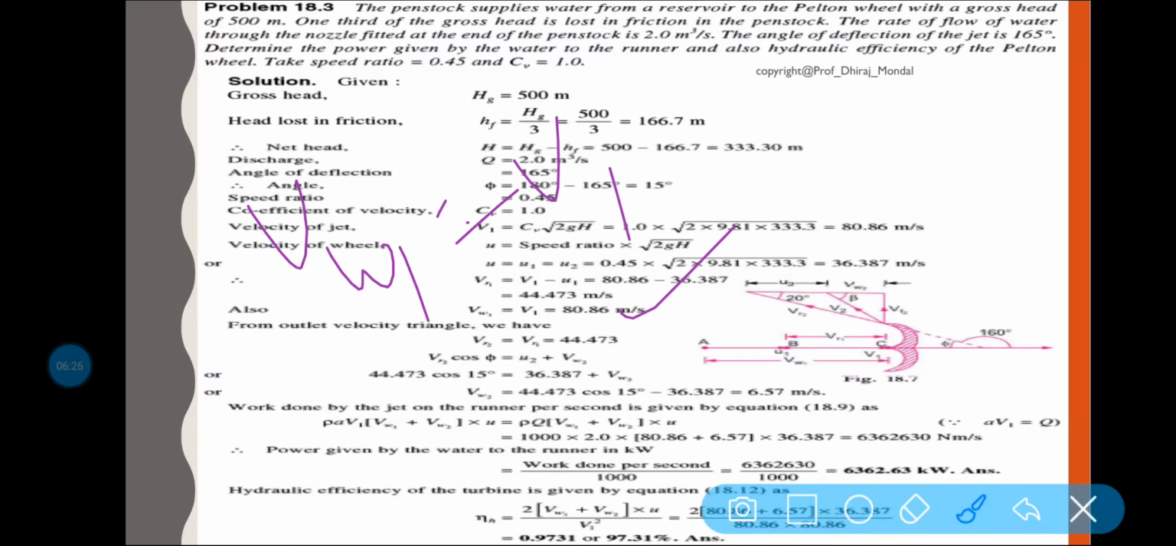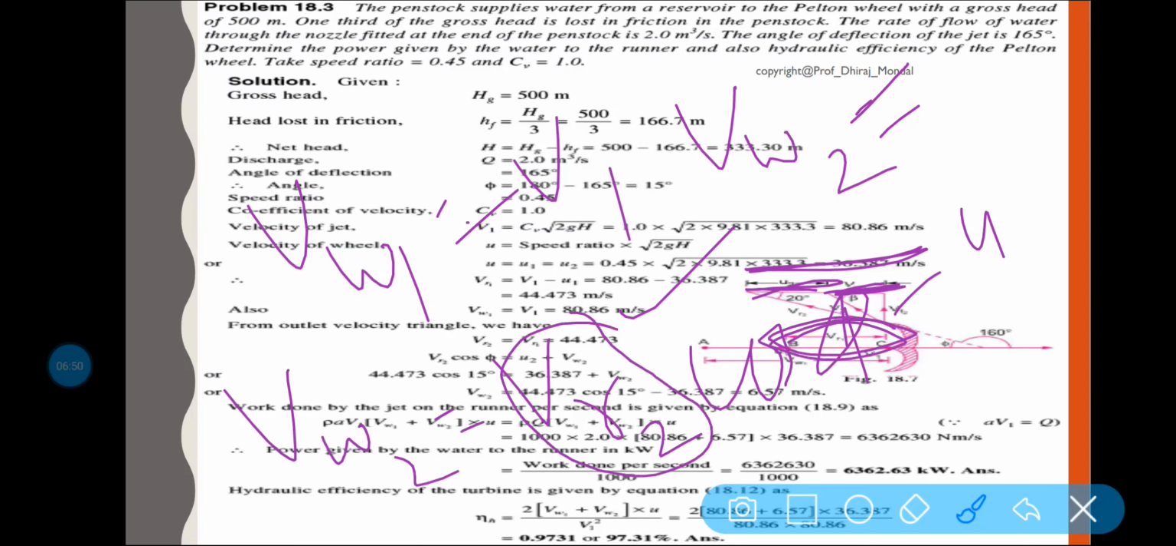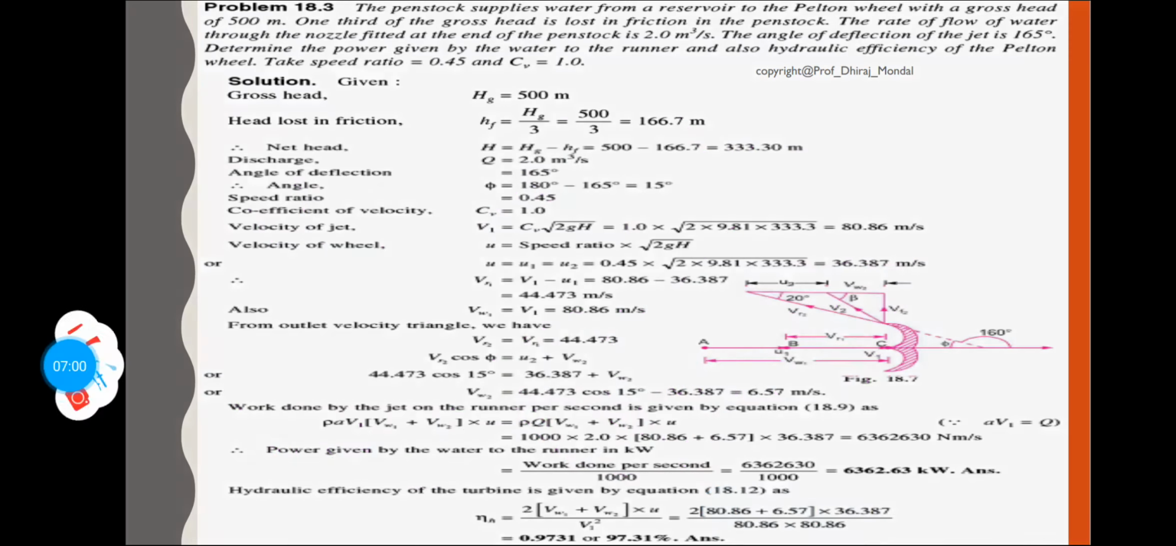But to find Vw2, you have to know that Vw2 is the total minus u2. So total Vw2 is equal to what? Vr2 cos phi minus u. Now Vr2 is equal to Vr1, and Vr1 is basically v1 minus u1. So put the value of Vr1 and the value of phi, and you will get the answer.